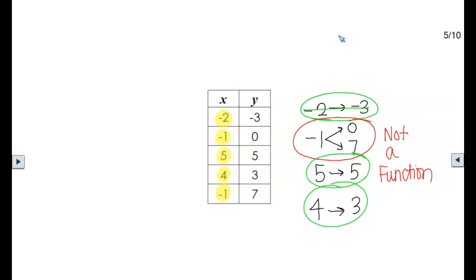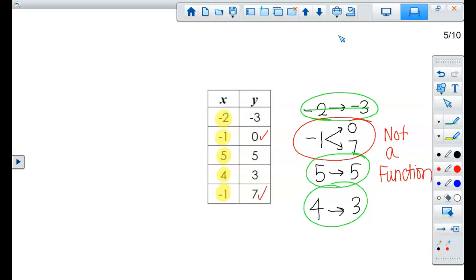You don't want a one-to-many connection to be happening. You don't want one particular x value, like negative 1, trying to make many different connections with y values. So that one x value trying to connect to two or more different y values. That's what you don't want, is one particular x value trying to make connections with more than one different y value.